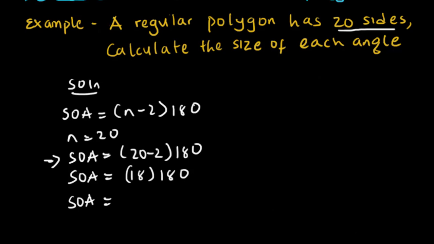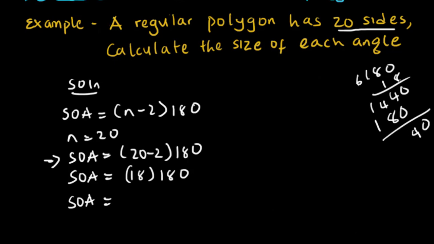Let's do it somewhere here so that you can get it perfectly. We have 8 times 0 is 0, 8 times 8 is 64, 8 times 1 is 8, 8 plus 6 is 14. 1 times 0 is 0, 1 times 8 is 8, 1 times 1 is 1. If we add this up, we have 0, 4, 4 plus 8 is 12, 2 carry 1, 1 plus 1 plus 1 is 3. So this gives us 3,240 degrees. Do you understand this?